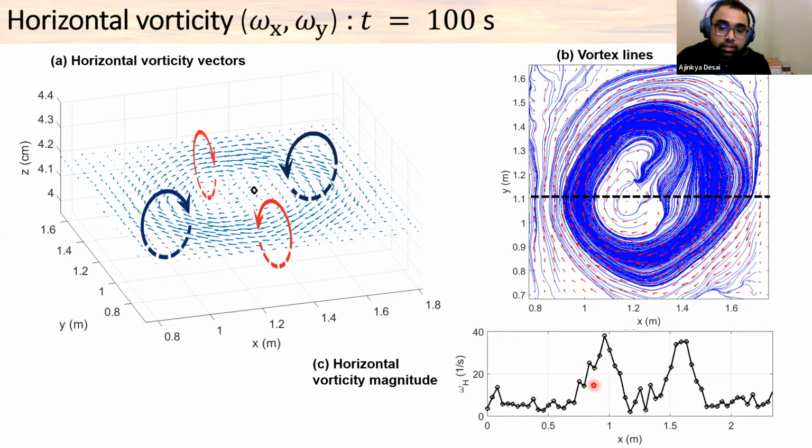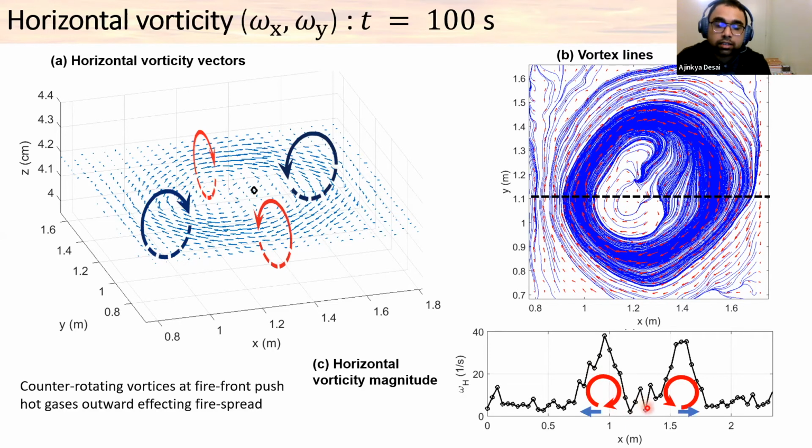And the circulation structures that correspond to this increased vorticity would look like so. This would mean that the horizontal velocity induced by these circulation structures is pushing hot gases outward, away from the ignition point. So there'd be hot gases being pushed outward in this direction and in this direction. That is what we are suggesting is causing the fire to spread, because it's pushing hot gases from the flame towards the unburned fuel. So counter-rotating vortices are the key mechanism here for pushing hot gases outward and causing fire spread. Now, actually, let me go back to the previous slide.